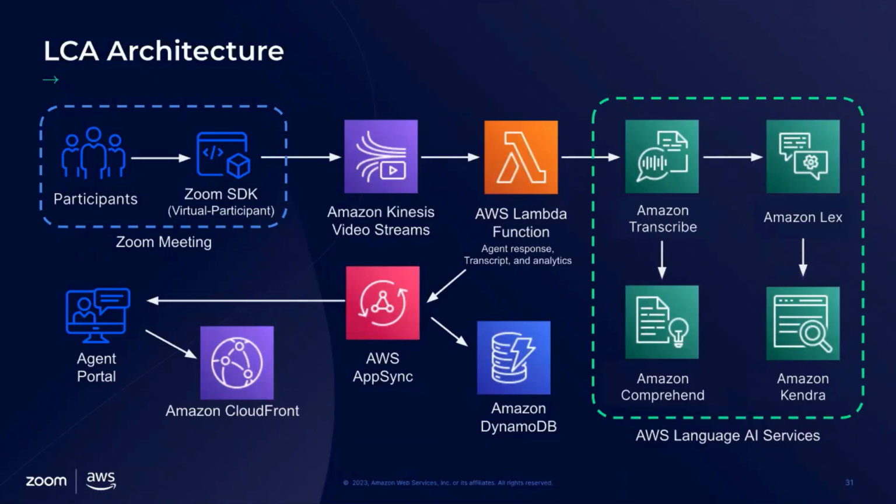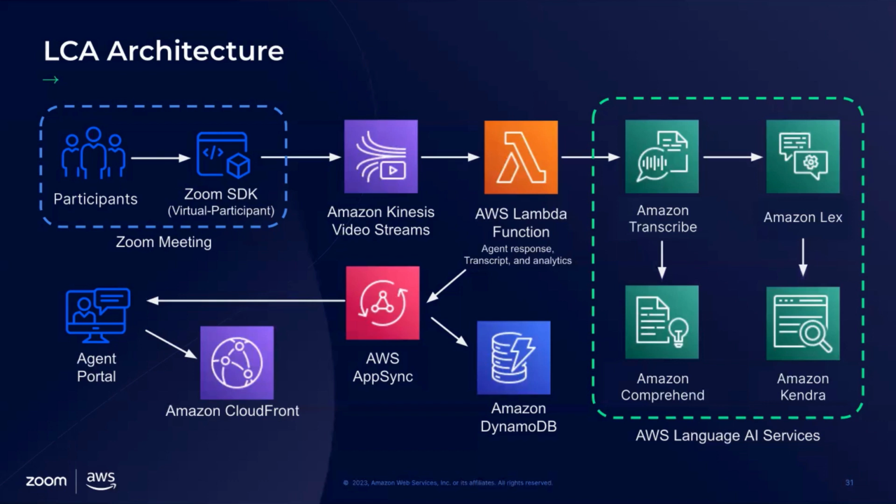This architecture is designed around 2 main components that I've circled: the Zoom meeting, including the virtual participant on the left, and the language AI services, starting with Amazon Transcribe on the right. The agent can see real-time messages in the Live Call Analytics web portal on the bottom left. The architecture flows start with the virtual participant sending the meeting data to Kinesis Video Streams, as Sina demonstrated earlier.